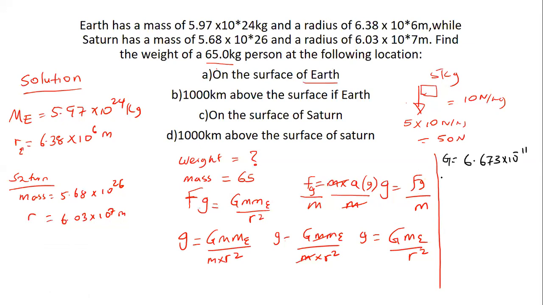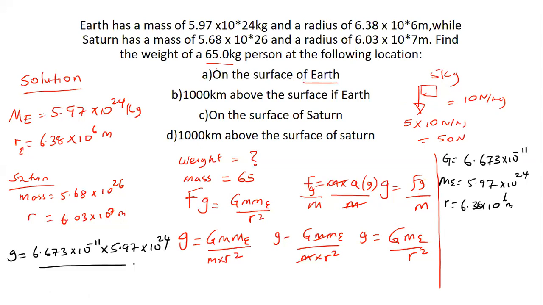So you're given the mass of the Earth to be 5.97 times 10 raised to 24. And you're given the radius to be 6.38 times 10 raised to 6 meters. So you're going to plug in the values. So the gravitational field strength, which you want, is 6.673 times 10 raised to negative 11, times 5.97 times 10 raised to 24, over the radius squared.